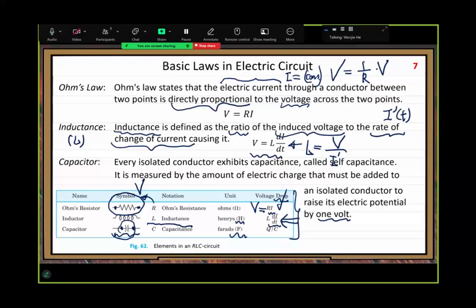So it's a local description, right? Only around that particular component locally. It's not a global description, right? So these 3 laws are local descriptions.